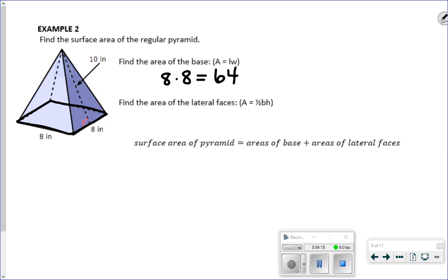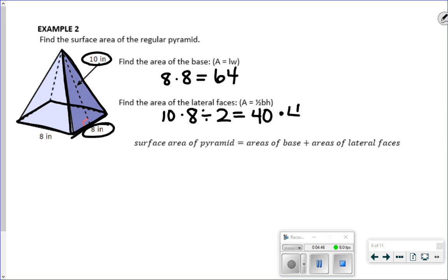Then I need to do the area of my face. So when I look at the triangle here on the side, I've got a base of that triangle of 8, and I have a slant height for that triangle, which is 10. So I'm going to do 10 times 8 and divide it by 2. That's going to tell me the area for one of those triangles. 10 times 8 is 80, divided by 2 is 40. Because the base is a square, I actually have 4 of those triangles. So I do 40 times 4, and that gives me 160.